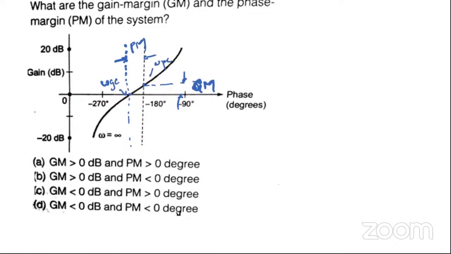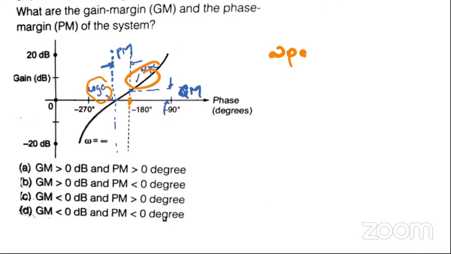Now, just observe, this is omega GC and this is omega PC, correct? This frequency is omega PC. Now, what do you observe here? You observe that omega PC is less than omega GC, correct? Here in this case, omega PC is less than omega GC. The moment you see omega PC is less than omega GC, what does this mean?